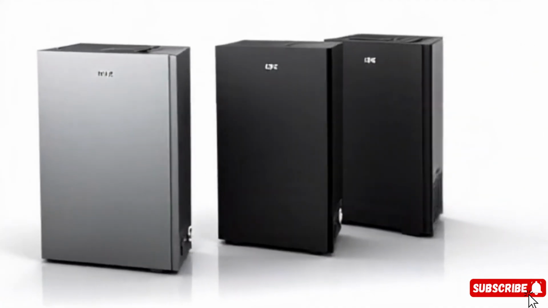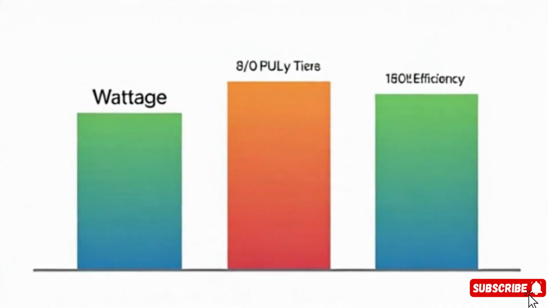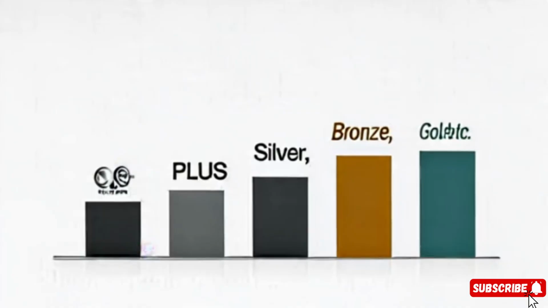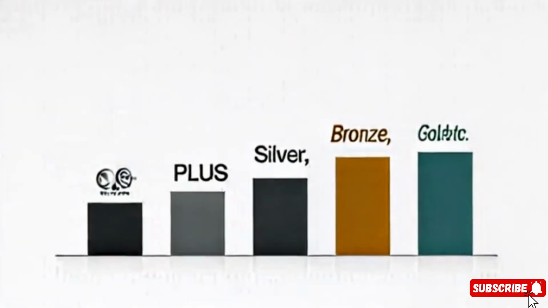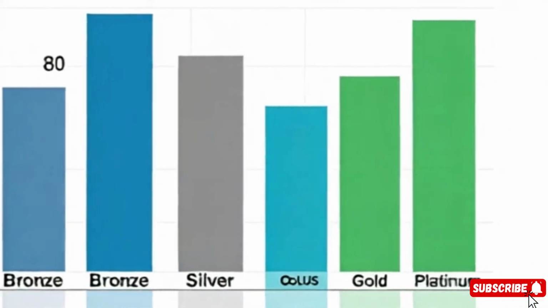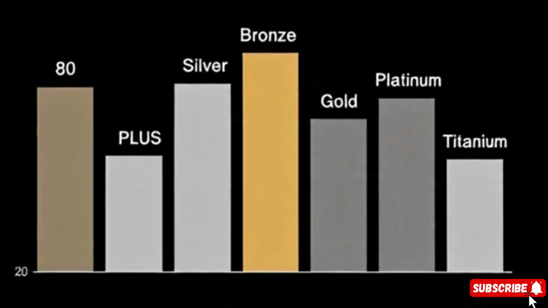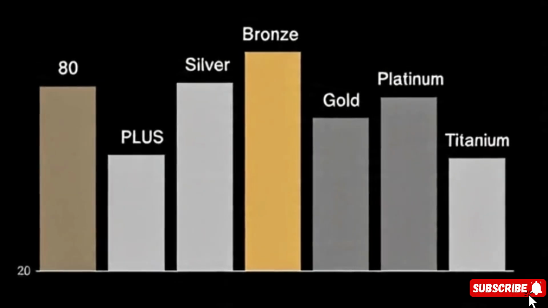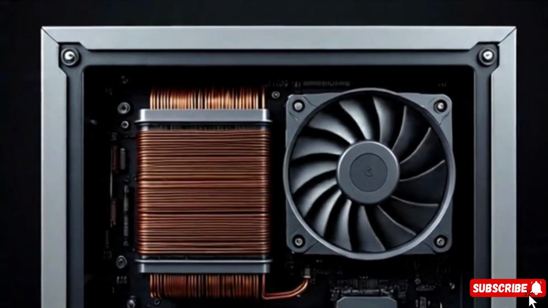PSUs come with different wattage ratings, like 450 watts or 750 watts. It's important to choose one that matches your system's power needs. Higher efficiency PSUs, like those rated 80 Plus Gold, convert more energy and waste less heat.